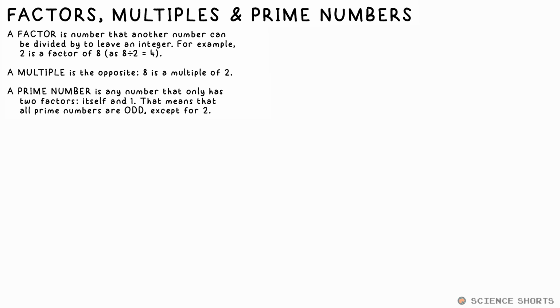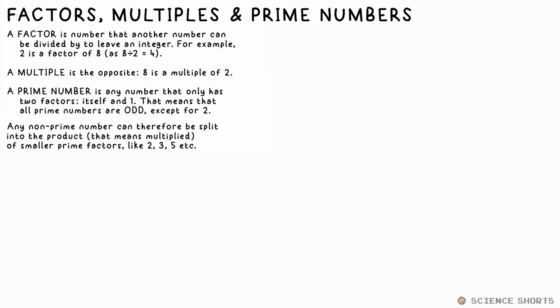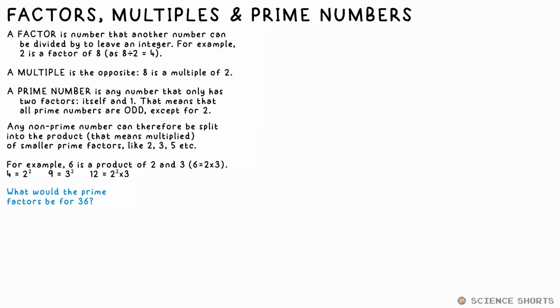It's the exception here. So this means we can convert a number that isn't a prime number into a product of smaller prime factors and make this as simple as we can. We can write 6 as a product of 2 and 3. That's just 2 times 3. 4 would be 2 times 2, or 2 squared. 9 would be 3 times 3, 3 squared. 12 would be 2 squared times 3. What would 36 be? Pause the video if you want to have a go.